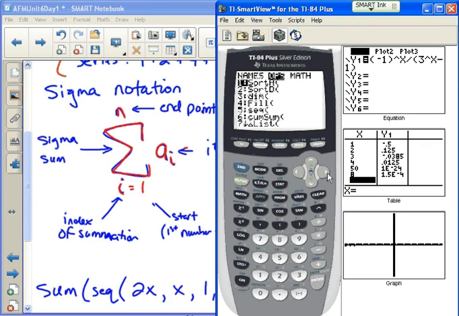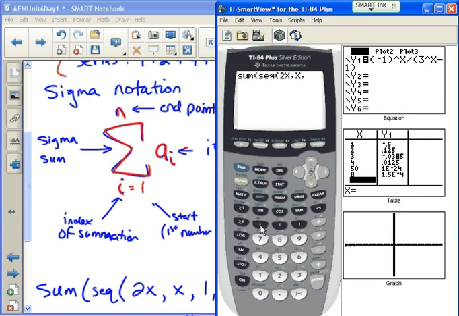Sum of the sequence. Then you plug in your equation. So our equation was 2x or 2n. Then you put in a comma. Then you put in x. You're just telling the calculator what variable you're using. So if you'd rather use another letter, you can. Just make sure you're consistent. So if you put 2n, then you have to do comma n. Since I put 2x, I had to put comma x.